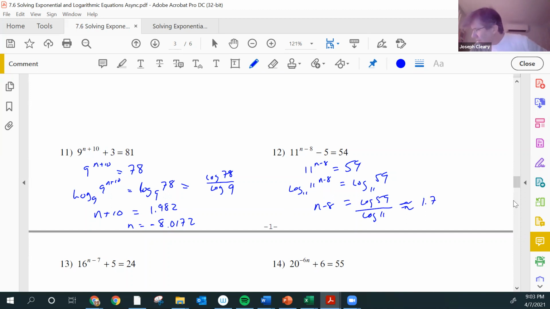So now I go up here and say n minus 8 is equal to 1.7. So n is going to be equal to 9.7. Okay. And again, you can plug that back into your calculator and see if that works. All right, so hopefully you found this useful in getting your worksheets done for async.